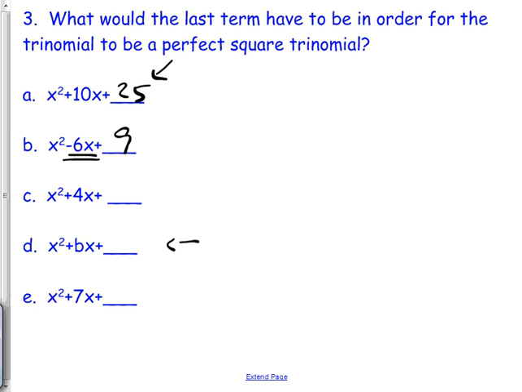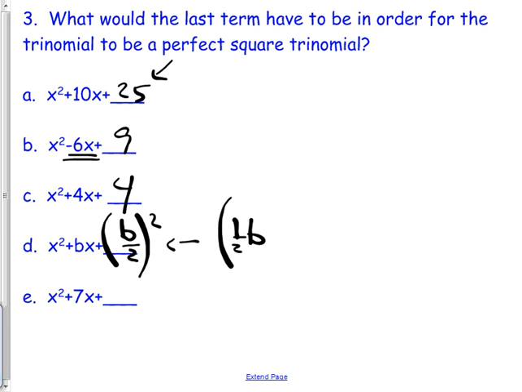All right, here's what you should have thought. Okay, half of 4 is 2. 2 squared is 4. That one's 4. And this one, half of B, I'd call that B over 2. Another option is 1/2 B. Either one of those ways works. But then we'll have to square it, right? So I just go like this and say square it.